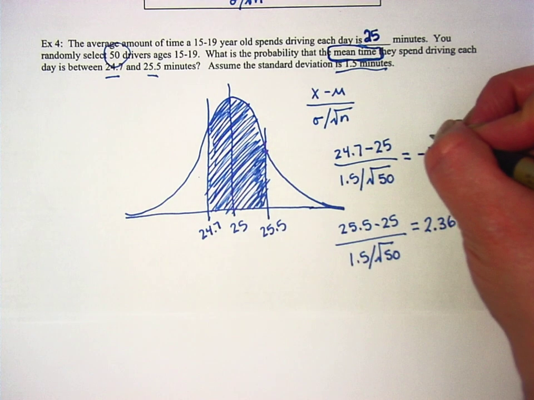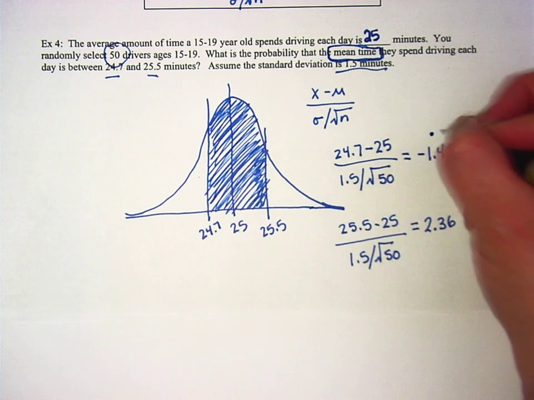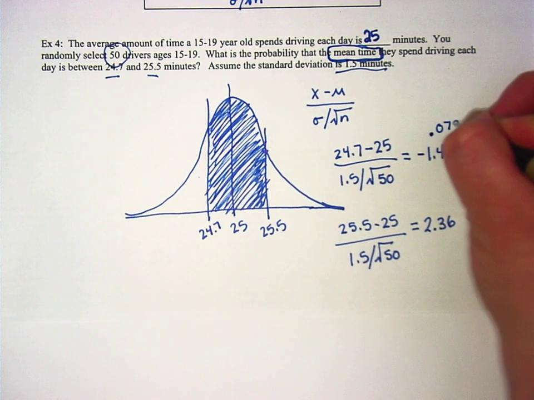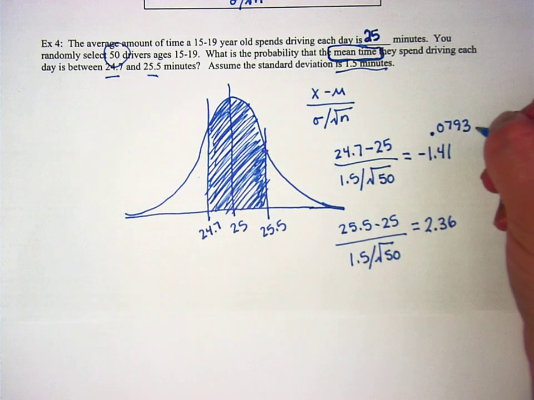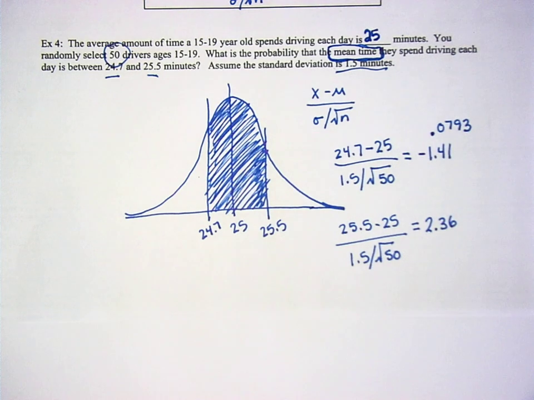For negative 1.41, I got 0.0793. Do you guys get the same? Anybody confirm? Yeah, that's it, 0.0793. That's right. And then flip it over, 2.36. I got 0.9909.